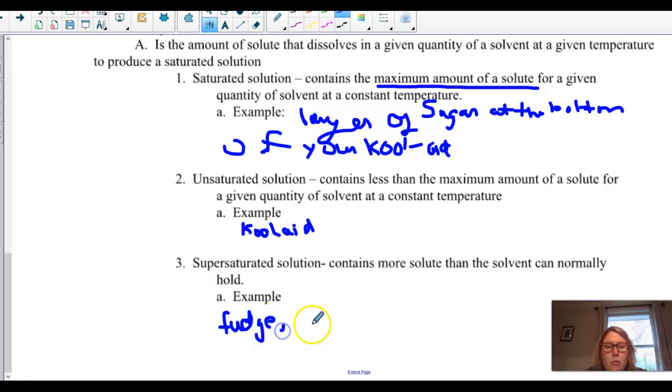Rock candy is where you take water and keep adding sugar, because the more you heat up the water, the more sugar the water can hold. Once it starts to cool, the crystals will start to form either on a piece of string or on a stick, and it will cool over time and make this nice, pretty crystal structure. So fudge, rock candy.